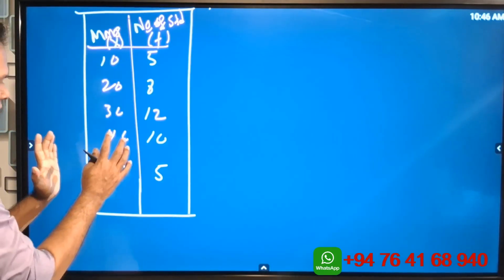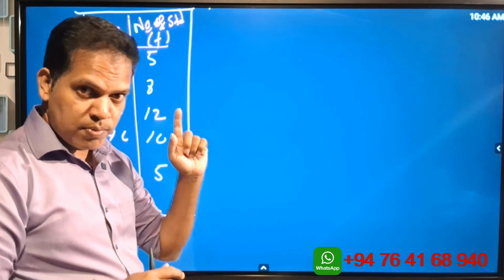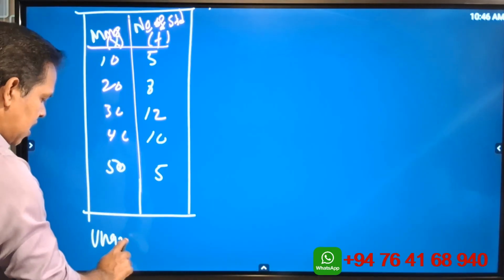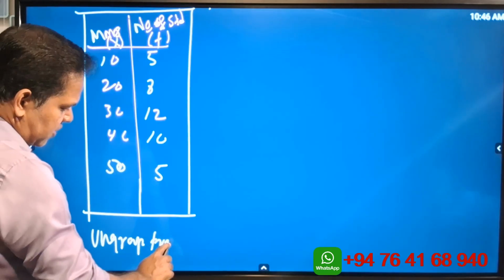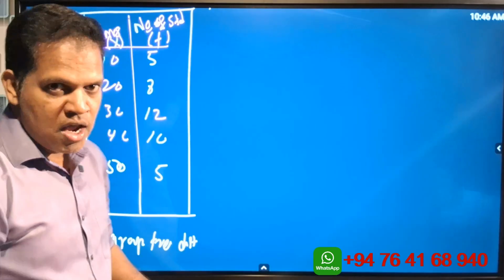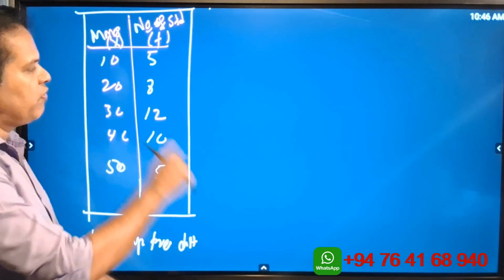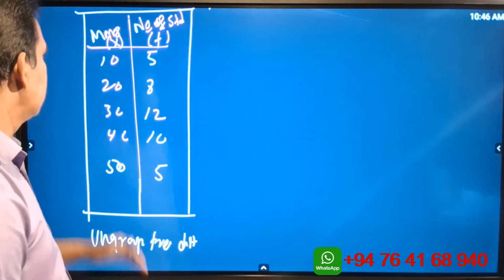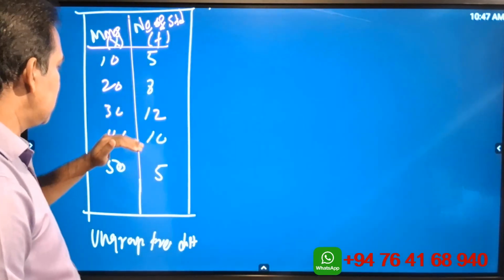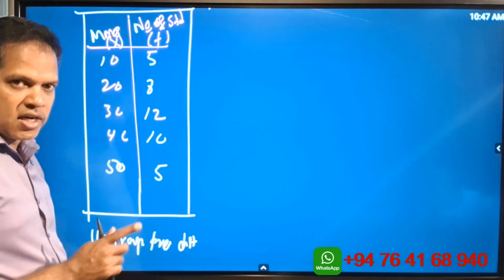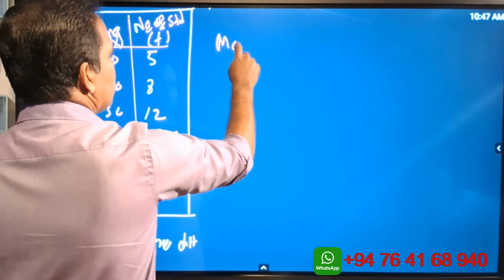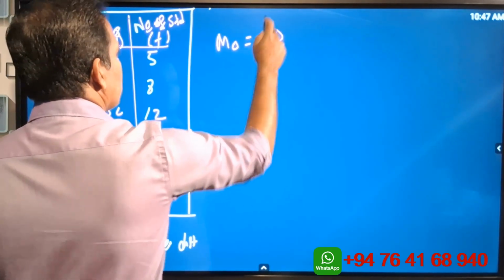This kind of table, we discussed in previous videos. Those are ungrouped frequency distributions. This is an ungrouped frequency distribution. Now I ask, what is the mode of this ungrouped frequency distribution? 10 occurs 5 times, 20 occurs 8 times, 30 occurs 12 times. So we can see the maximum frequency is 12. That value is 30. So here we can write the mode is 30.